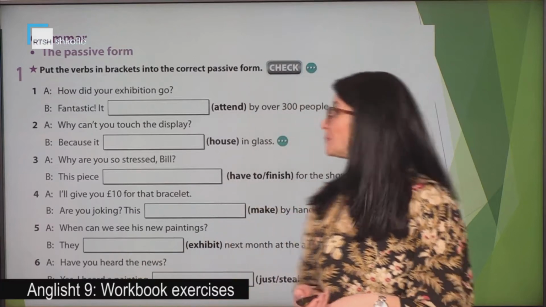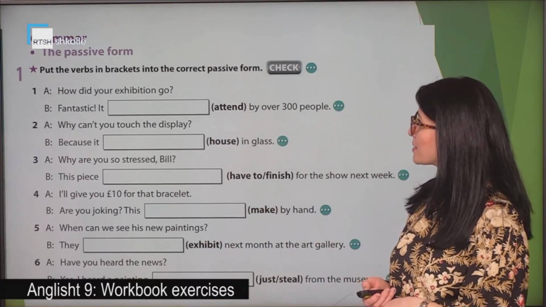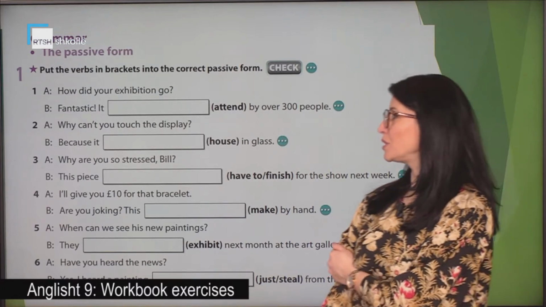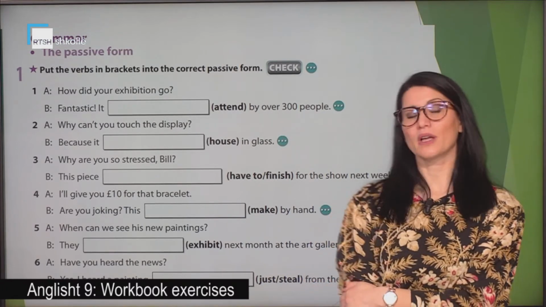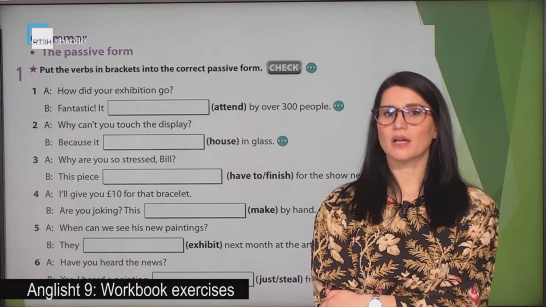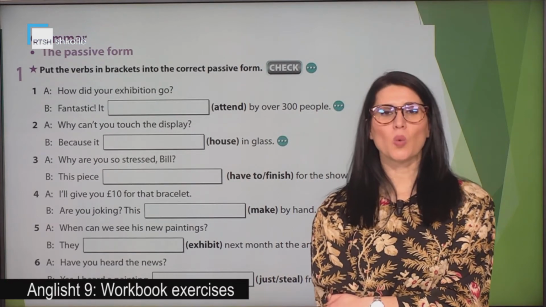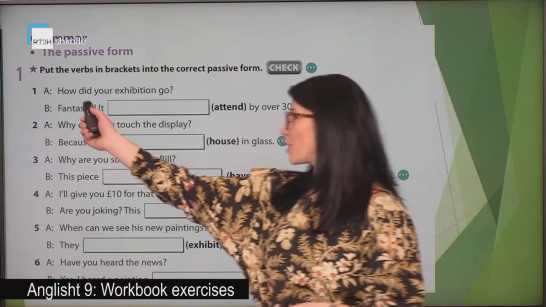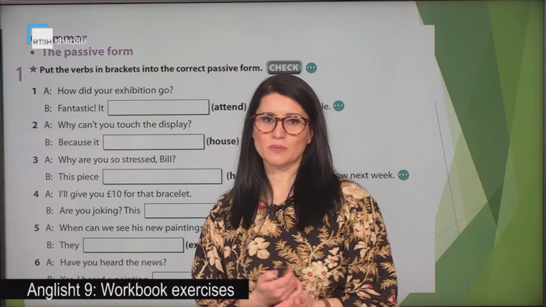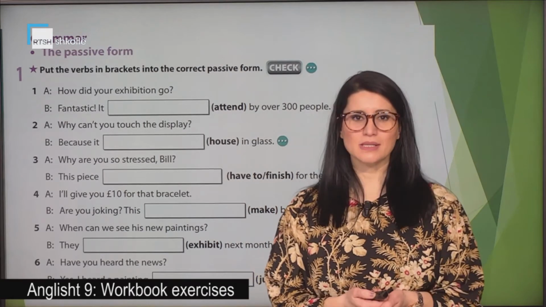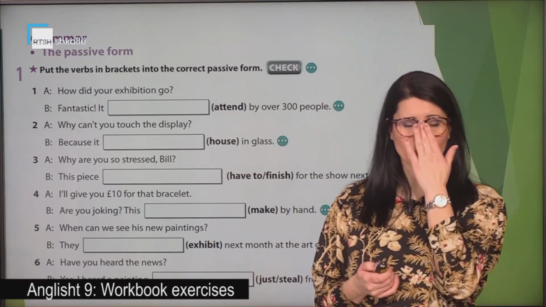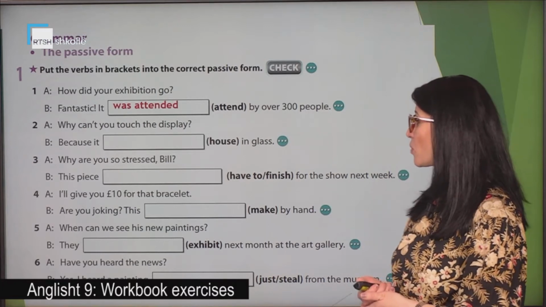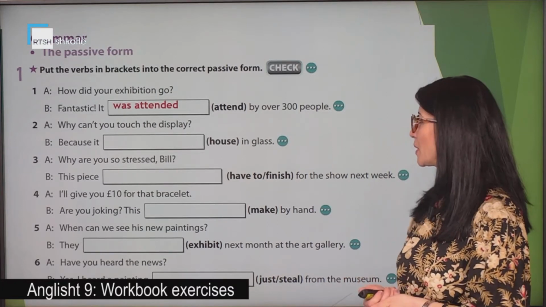The first one, put the verbs in brackets into the correct passive form. How did your exhibition go? Have a look at the example. Have a look at the question. What tense is it? What auxiliary verb is this, did? What tense does it belong to? So it belongs to the past simple. So we need the verb in the passive in the past as well. Fantastic! It was attended by over 300 people.